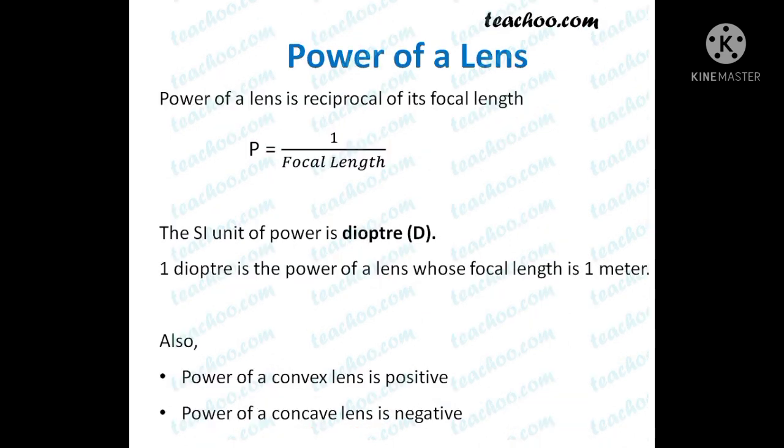The next topic is power of a lens. Power of a lens can be defined as the degree of convergence or divergence of the light rays. Power of a lens is numerically defined as the reciprocal of its focal length. P is equal to 1 by f. The SI unit of power of lens is diopter. It is represented by the symbol D. The power of convex lens is taken as positive, whereas the power of concave lens is taken as negative.